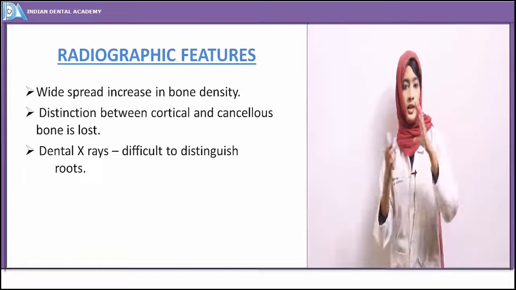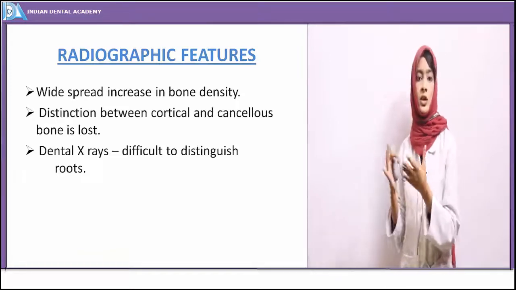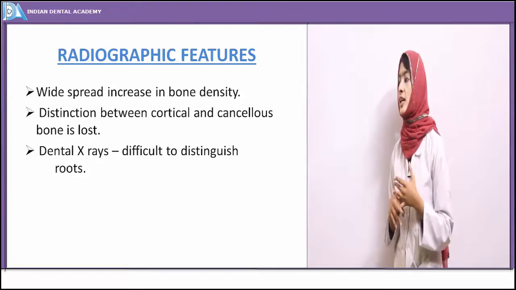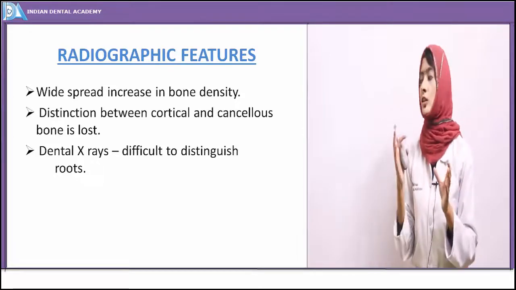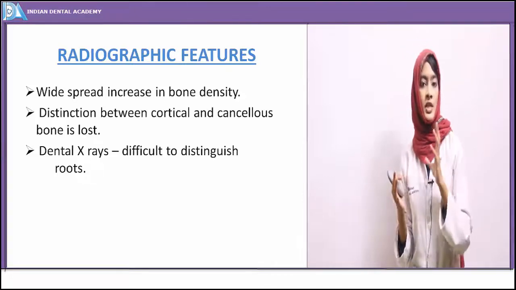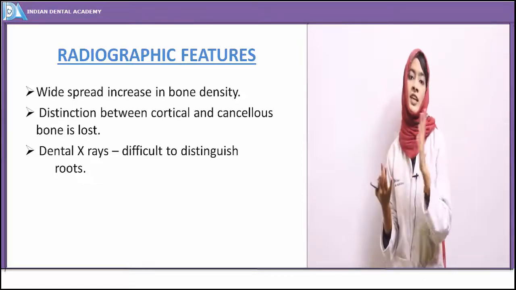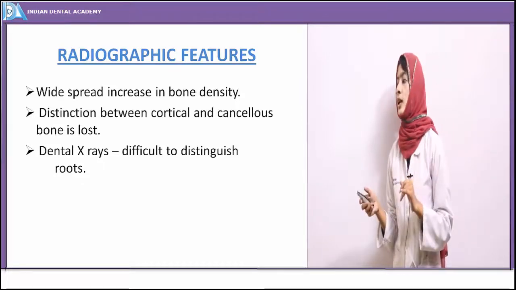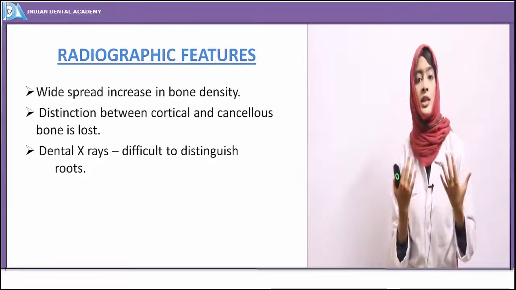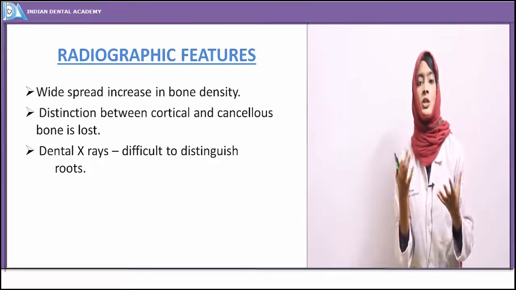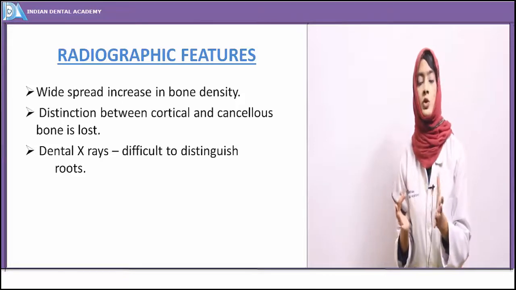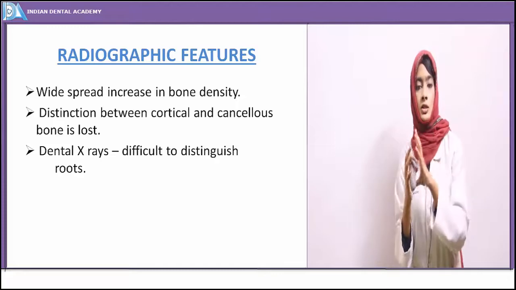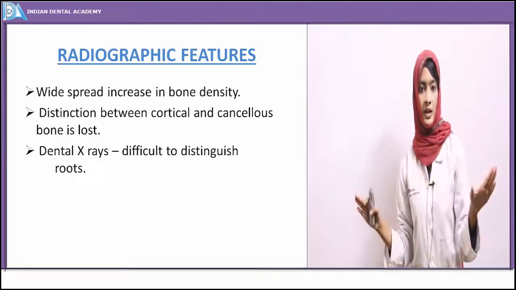So when you see a radiographic picture, as we have seen the radiographic picture of pelvis, there is increased bone mass, there is increased bone density seen, and distinction between the cortical and cancellous bone is lost. Both the periphery and the whole of the surface of bone appears to be uniform. And when we see the oral cavity, the roots of the teeth show extreme hypercementosis. So you cannot distinguish between the alveolar bone and the root. The roots appear to be blended with the bone.